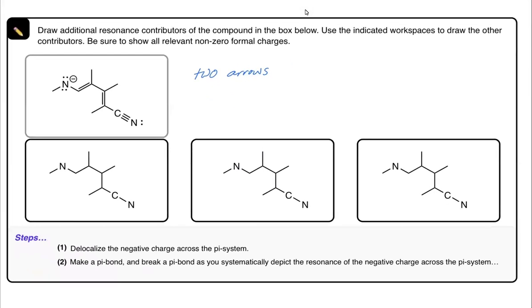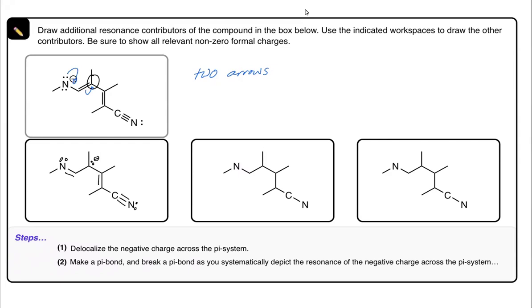So the very first push possible is to take the nitrogen's lone pair and delocalize that into the pi system. The nitrogen makes a pi bond to the adjacent carbon. That's what the first arrow communicates, and the second arrow is communicating that that carbon-carbon pi bond is breaking, and we leave a lone pair on that carbon. Then the rest of the structure would stay the same.